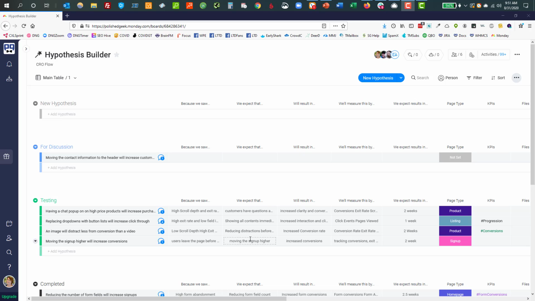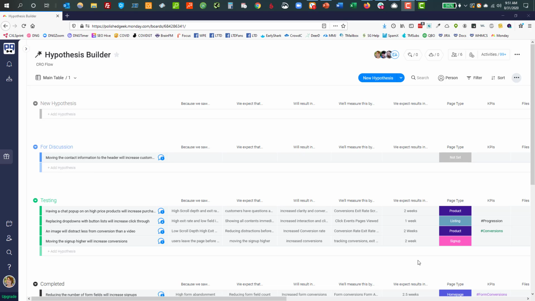What are we going to change on the page? We're going to move the sign up higher on the page. Will result in what? Well, we're trying to drive increased conversions. And how are we going to measure that? We're going to measure that by tracking conversions and the exit rate and the scroll depth. And we think we'll get results in about 2 weeks based on the traffic of the page.